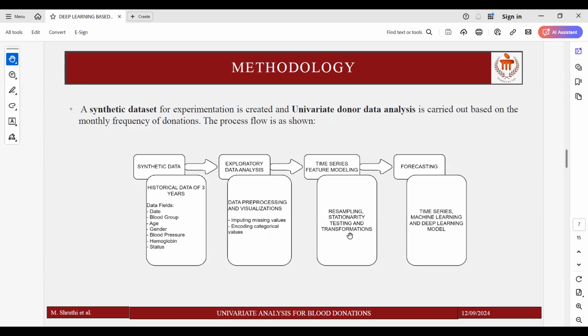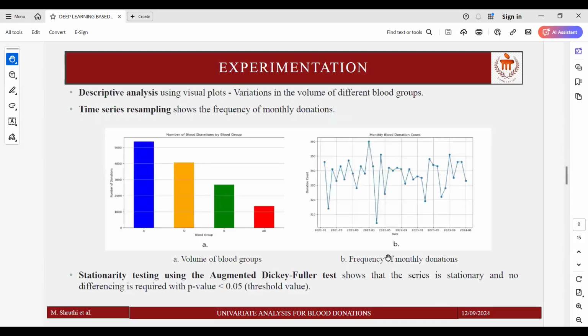And then, in order to apply a time series model, certain transformations are required, like resampling, stationarity testing, and transformations before we actually move into the forecasting. Forecasting is the last step that needs to be performed. So this is the entire methodology. In time series, I have considered moving average and its variation, exponential weighted moving average, and autoregressive models. In machine learning, I have considered linear regression and random forest. And as a deep learning model, I've considered a long short-term memory model.